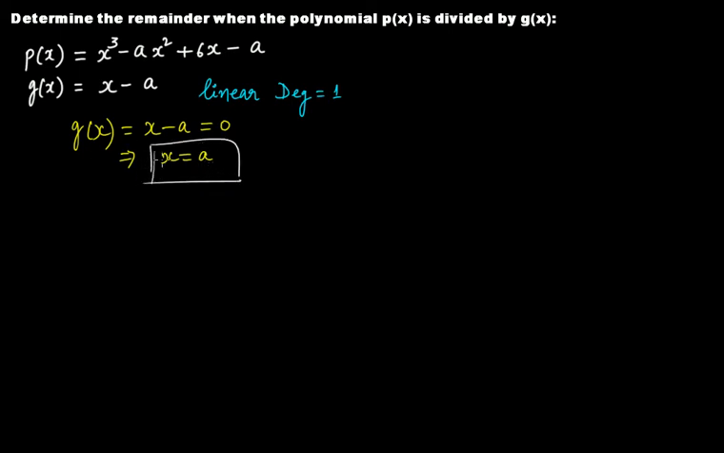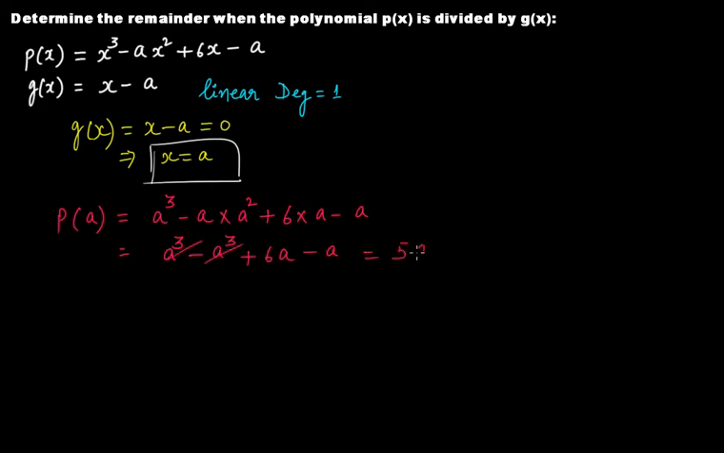Now if you put x equal to a in place of x in p(x), then you get p(a) is equal to a cubed minus a multiplied by a squared plus 6 multiplied by a minus a. You get a cubed minus a cubed plus 6a minus a. If you solve this, you will get 5a. It means that when you divide this polynomial p(x) by g(x), the remainder is 5a.